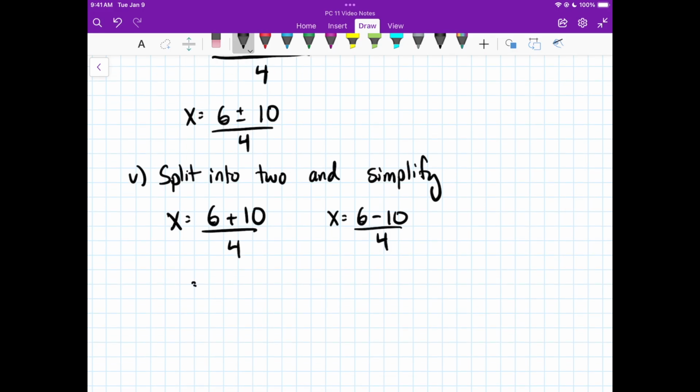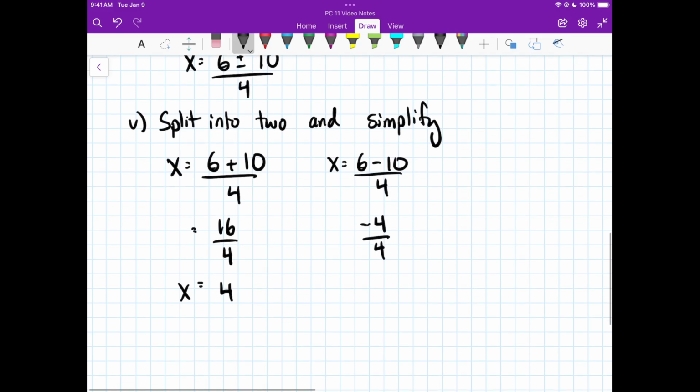So 6 plus 10 gets me 16. And 16 divided by 4 gets me 4. So that's my first solution. And then for the other one, 6 minus 10 gets me negative 4. And then negative 4 divided by negative 4 gets me negative 1. And there we are. We have solved. We're done. There's really nothing else to do for this one.